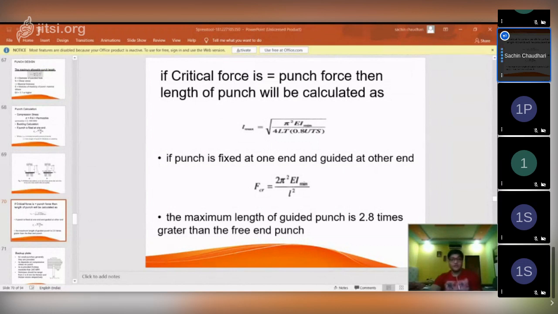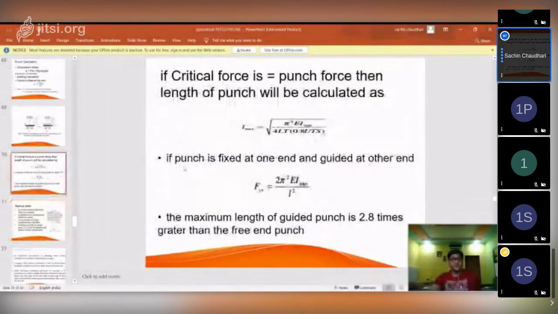Where capital L is the length of cut, and capital D is the thickness of your strip material. You can note it down. Here it is not mentioned what L and T are, and UTS is your ultimate tensile stress. So you can calculate this maximum length of punch when the critical force is exactly equal to the punch force.